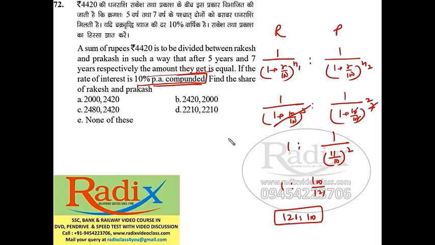Now we'll check which option contains 121, or a multiple of 11. This is not a multiple of 11. This is a multiple of 11. This is not a multiple of 11. This is not a multiple of 11. So the answer is option B. Now it is very easy because we got the ratio of the sum, and the sum is this. You can divide it easily by using the simple ratio concept. So the answer of this question is option B.